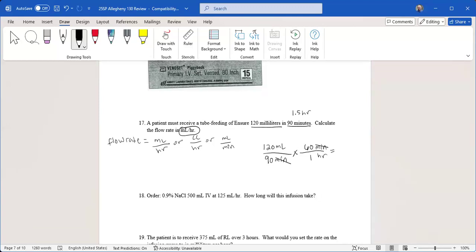So I'm going to take my 120 times 60 divided by 90, and I'm going to get 80 milliliters. That's not right. 120 times 60, divided by 90. I'm going to get 80 milliliters per hour. The other way you can do it is if you take the 120 divided by 1.5, you're going to get the same answer, 80 milliliters per hour.